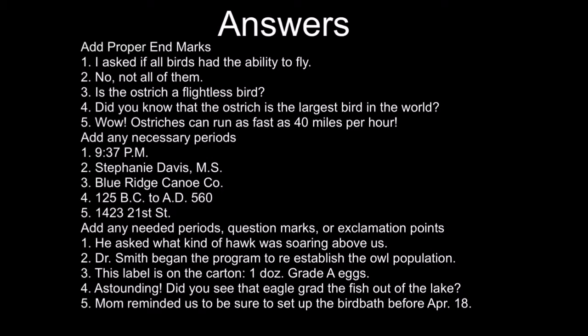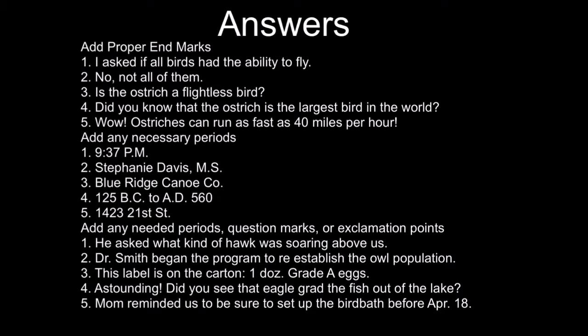For the second part, we need to add any necessary periods to complete the abbreviation. In number 1, 9:37 p.m. would have a period after the P and M in PM to complete the abbreviation. For number 2, Stephanie Davis, MS, we add a period after the M and the S in MS to complete the abbreviation as well. In number 3, Blue Ridge Canoe Co., you add a period after the Co. to complete the abbreviation for company.